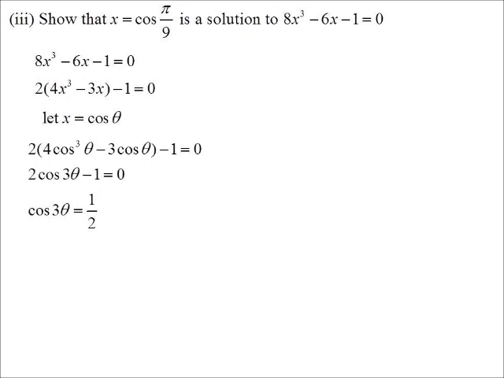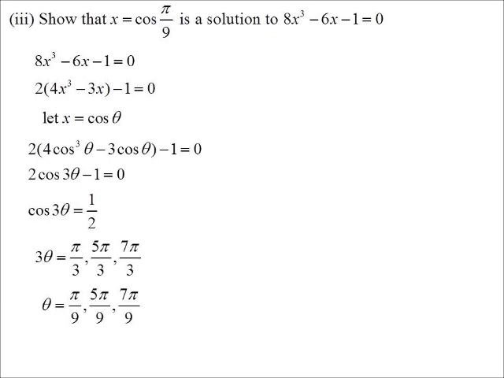Just cos 3 theta is a half. A half's one of our exact values. So cos of what is a half? Oh geez, which way around does it go? Cos is 60 degrees, isn't it? So in radians that would be pi on 3. But it's a cubic that I'm solving, so I need 3 solutions. You want the same number of solutions as the power.